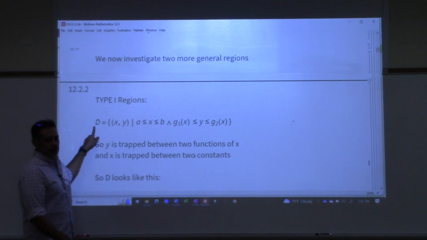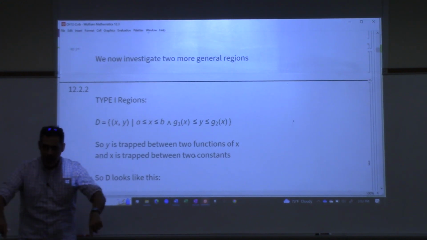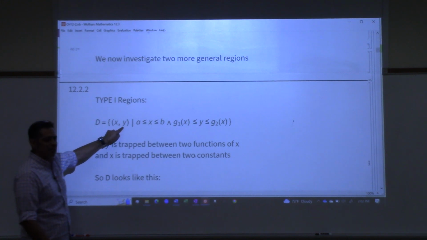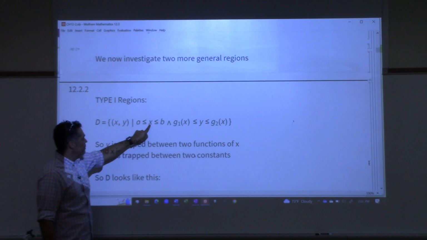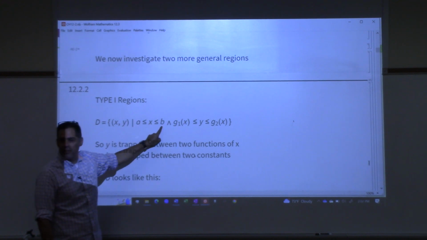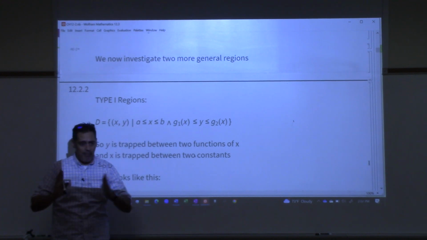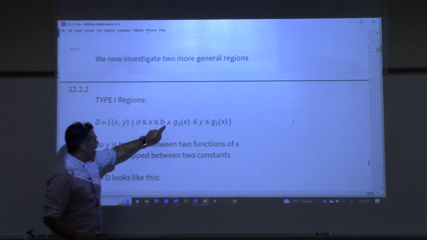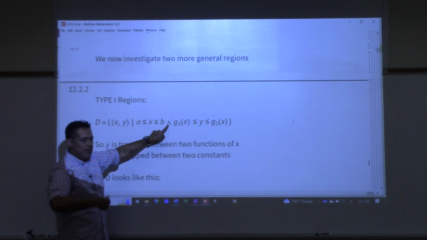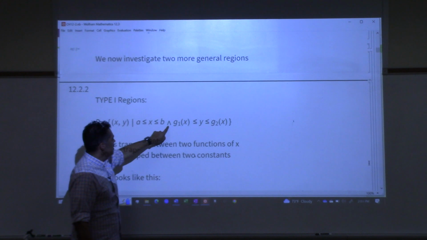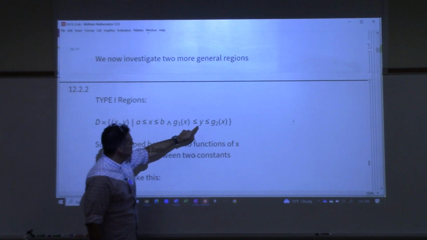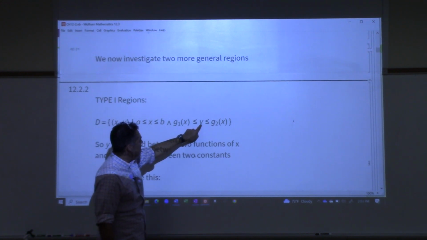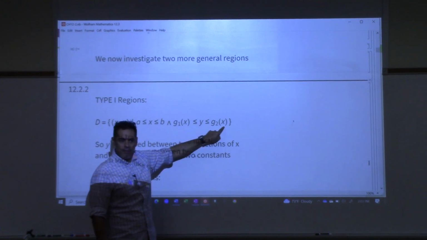So the domain, the part on the ground, is no longer a rectangle. What it is, it's all the points x and y that satisfy these two conditions. First, the x is trapped between two constants. So that's the same, right? Your x is trapped between two constants. And that's the mathematical symbol for and. And what? Your y is trapped between two different functions of x.